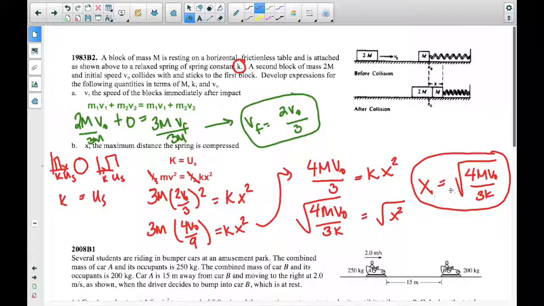So the maximum distance is the square root of 4m times VO squared over 3k.